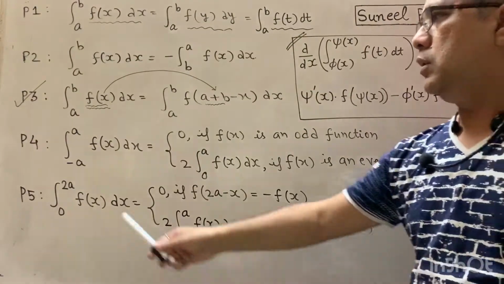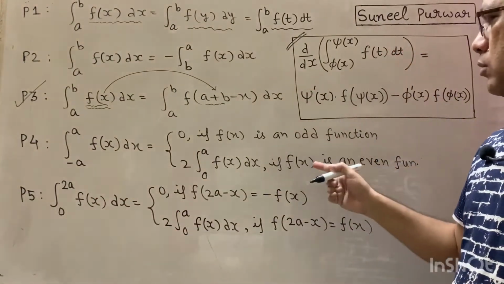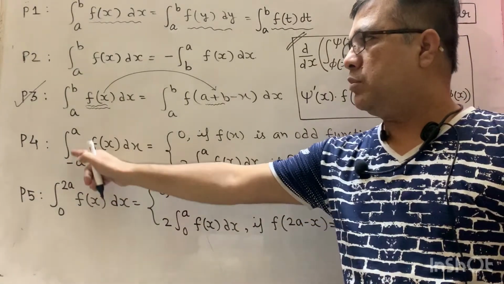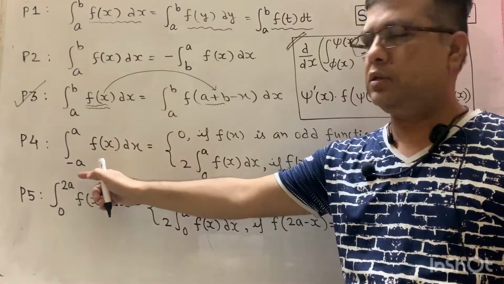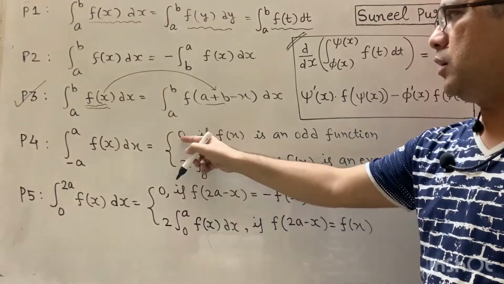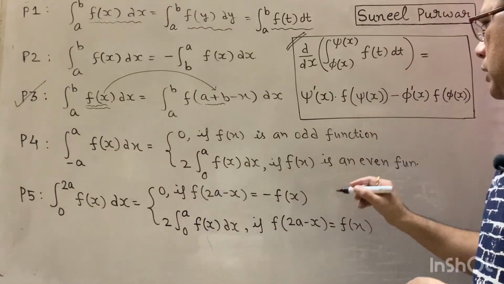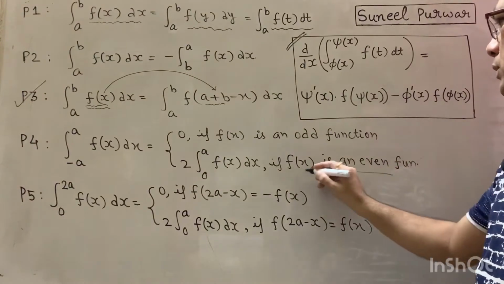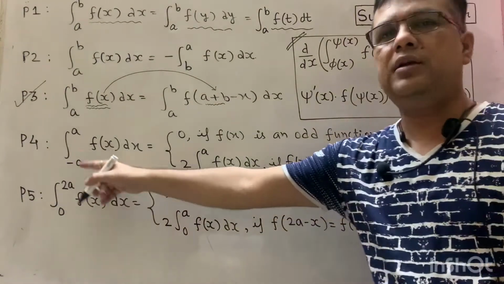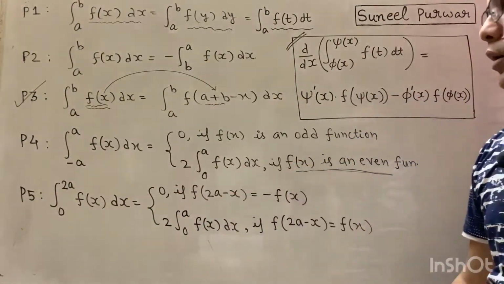Next property, where we use the odd and even nature of the function, okay? When sum of the limits is 0, okay, that means limits are of the form minus a to a, then the value of integral is directly 0 if the integrand function is what? Odd function. And if integrand function f of x is an even function, then minus a to a f of x dx becomes 2 times 0 to a, alright?